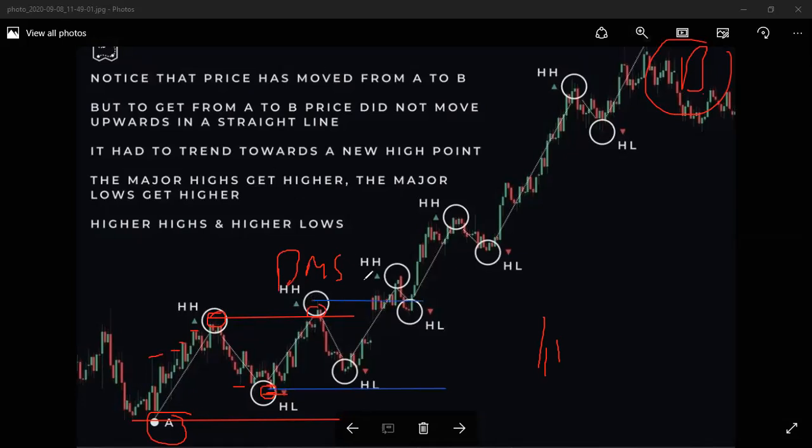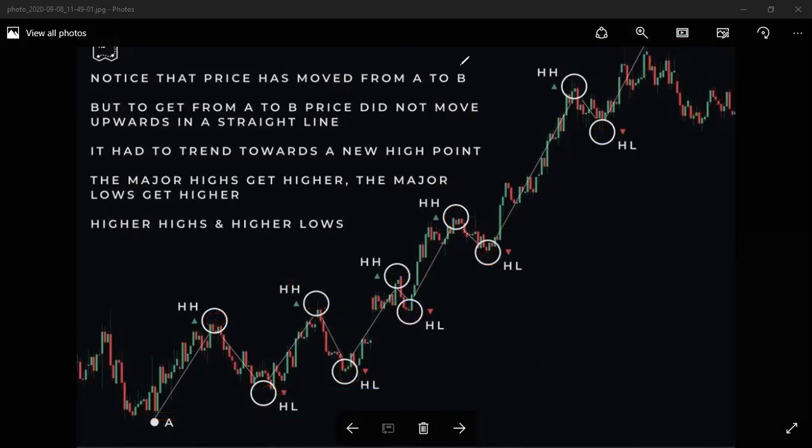So price comes down, makes a higher low, goes up again here. That's the BMS. And then higher high, again higher low, BMS. Higher high, higher low, BMS, right here. Higher high, higher low, BMS. Higher high, higher low, BMS, right here. That's the uptrend. This is an uptrend.